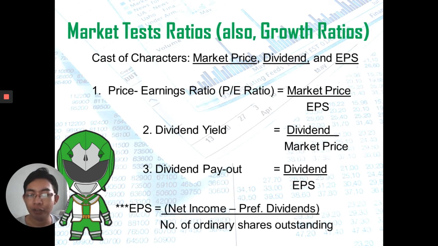Now, how do we compute for the earnings per share? To recap, the formula for earnings per share is net income minus preferred dividends divided by number of ordinary shares outstanding.